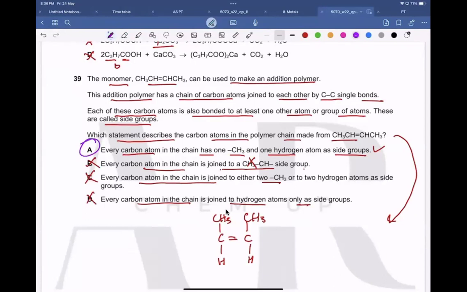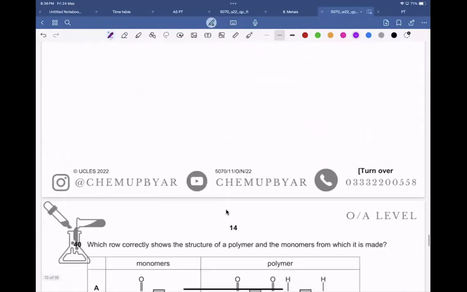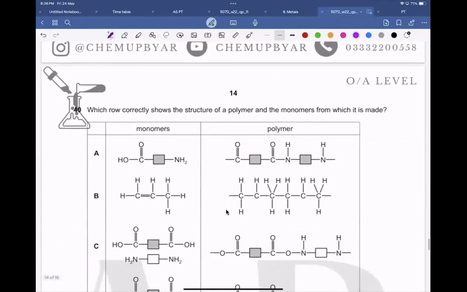Is this understandable to all of you? Now, question number 40. Which option correctly shows the structure of a polymer and a monomer from which it is made? If you see, one side is C double bond O and the other side is N, and here both sides have C double bond O. So with respect to the monomer, the polymer is wrong.